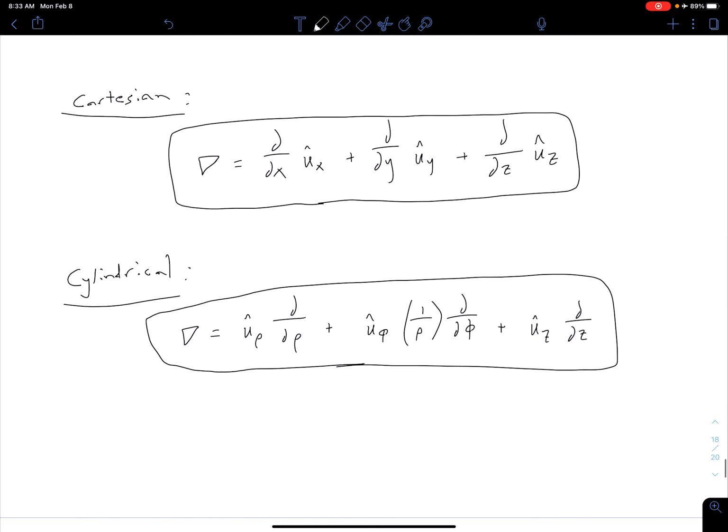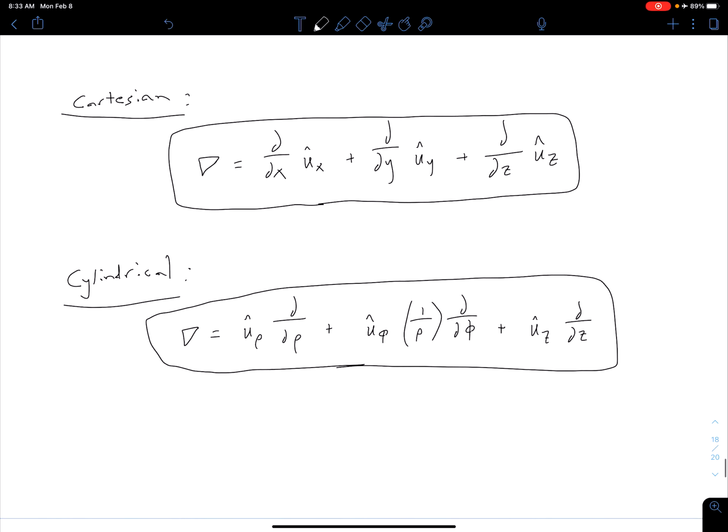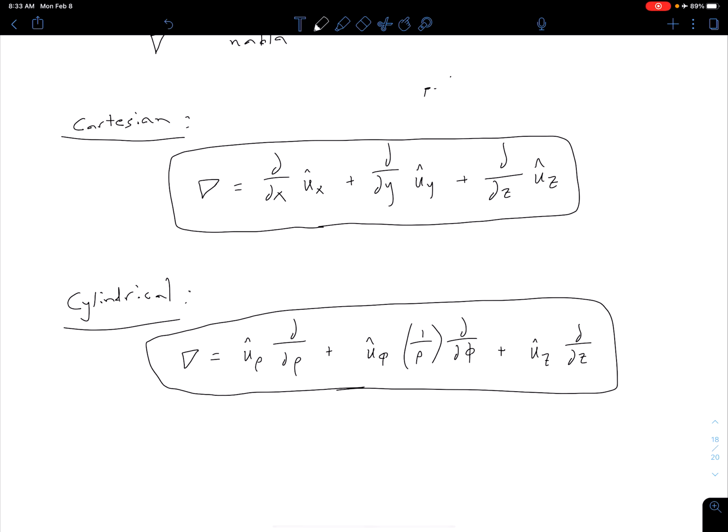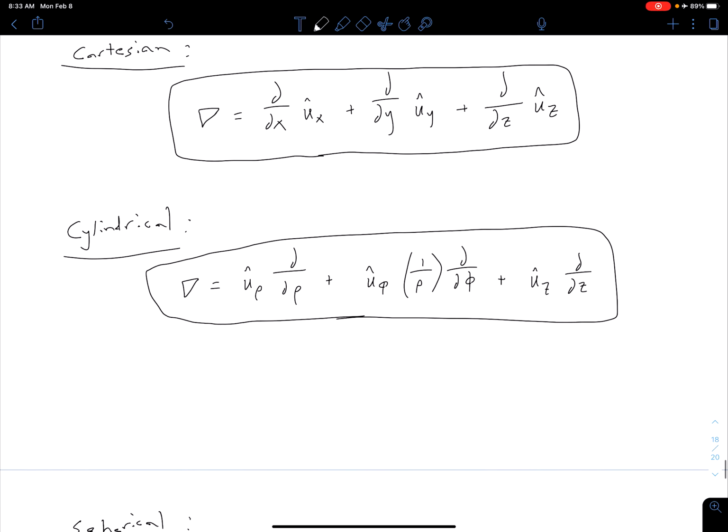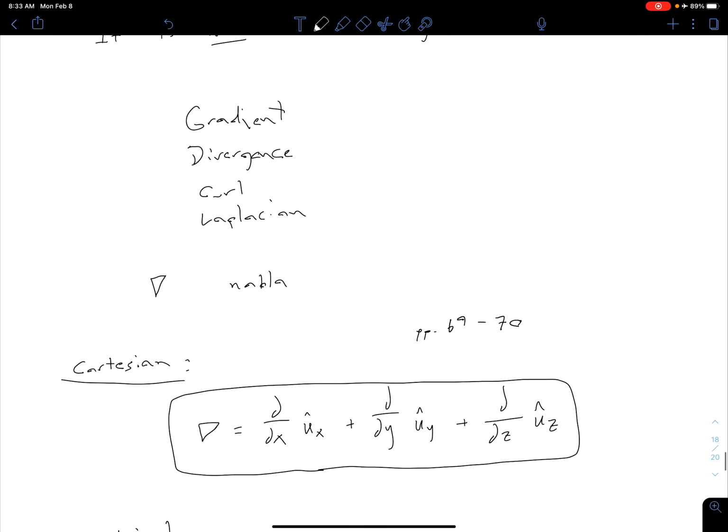And so if you want to see a little bit more about how these equations are derived, you can look at pages 69 to 70 in the textbook. But ultimately, we're not going to be too concerned about how we derive these equations, but rather we're going to be focused on how we can use them. And as we're going to see in the following videos, we have four basic uses for these equations, or this operator, I should say.